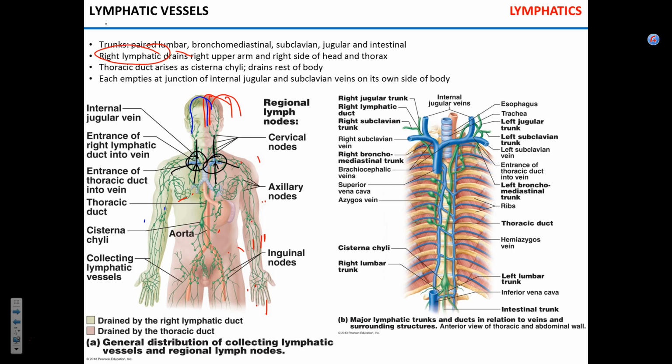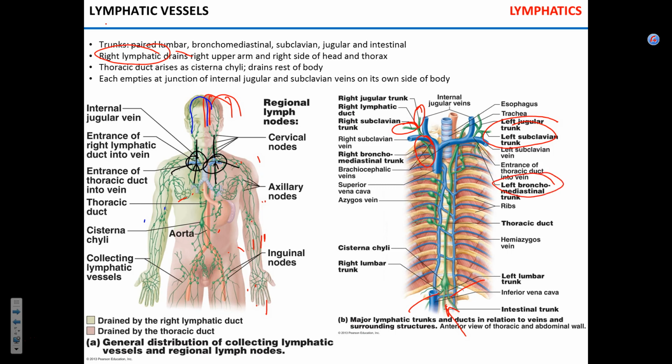Now, ducts are formed by multiple trunks, and you see main trunks on the right picture. Intestinal trunk that collects lymph from the intestine, lumbar trunks from the lower limbs, bronchomediastinal trunk that collects lymph from the thorax and the right arm, jugular trunk and subclavian trunk, also right arm and right part of the head, and same set of trunks on the left side.